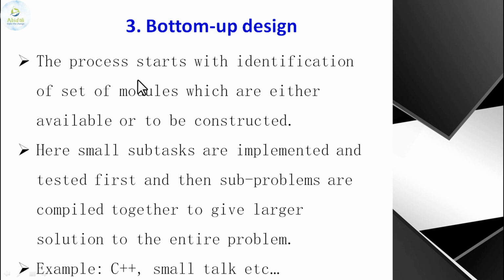So see, in this process, first we'll be identifying the smaller modules. Like you go and see, first I need to take input, then I need to process or convert, then I need to give the output. That will be combined. That is the temperature conversion from Fahrenheit to centigrade or centigrade to Fahrenheit. Like that I am doing it. So it is the reverse process of the top-down approach that we have.